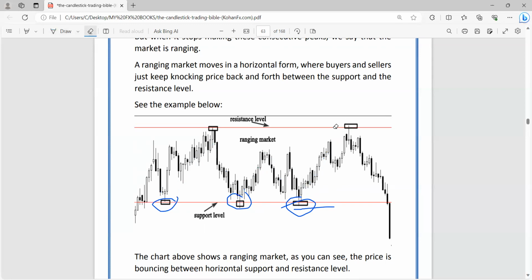So the two main components of a ranging market are just your support level, this here, support level, and the top part known as the resistance level. So the same thing applies for the resistance level. I know that every time the market touches this level, it's being pushed downward.